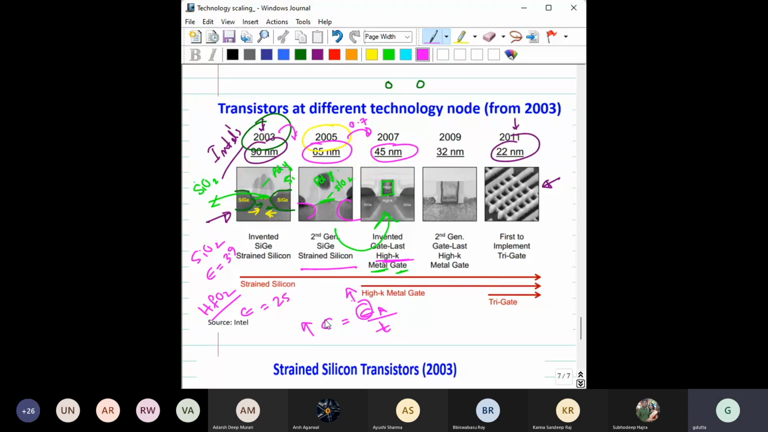At the same time, you can do one more manipulation. As you scale down, your oxide thickness becomes thinner and thinner. The thinner the oxide, the higher the leakage current, the tunneling current. Thinner oxide, higher tunneling current. But here, what you can do is probably increase the T a little bit, because here epsilon is so high. Are you getting my point with silicon? Not getting?